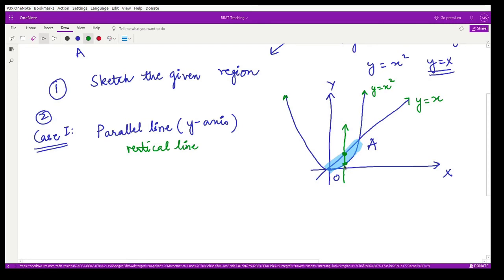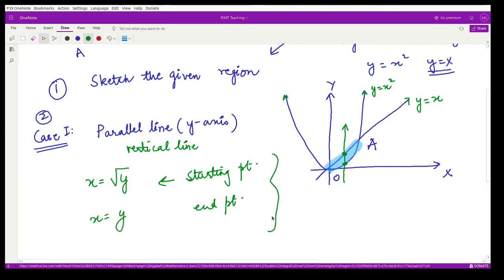So what is the value of x here? The value of x would be square root y. So this is at the starting point, and at the end point, what is the value of x? So x is equal to y here. So these are your variable limits.